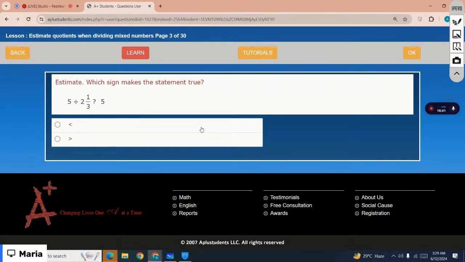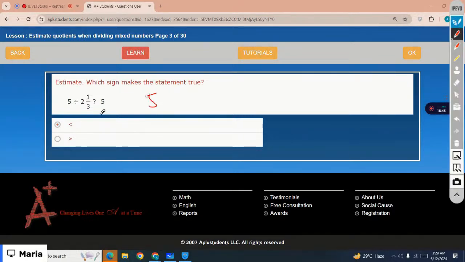Yes, less than it is. Why? Because 5 is divided by 5. So you can estimate, round this number to 5. So 5 divided by 5 is 1, and 1 is less than 5. So the correct option is less than. Option number 1 is the correct option.